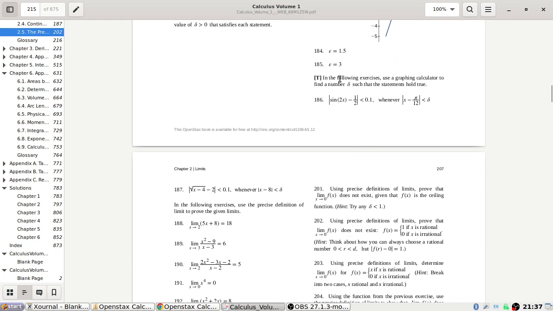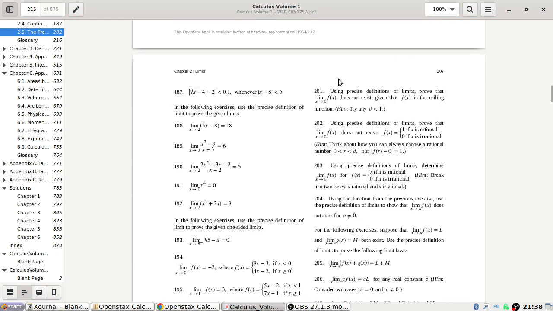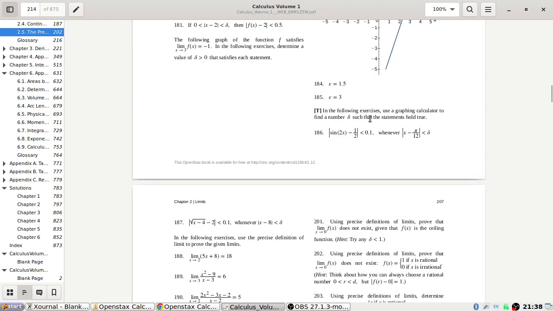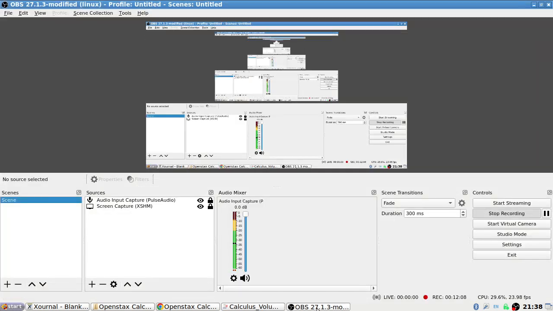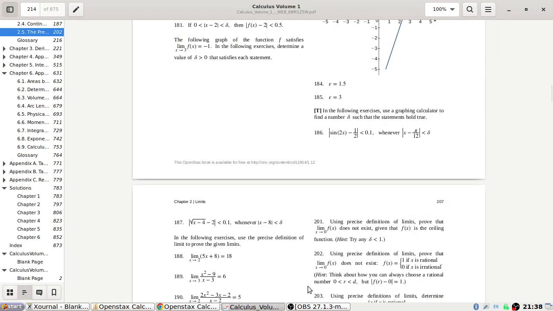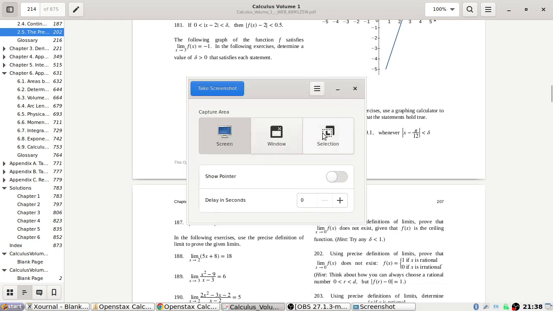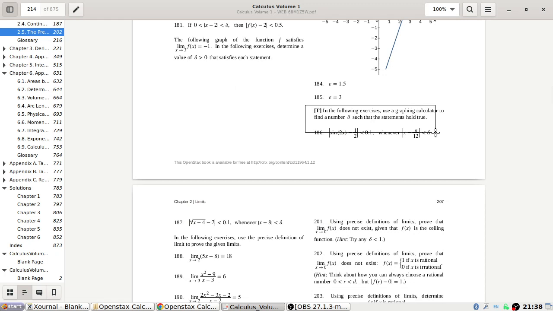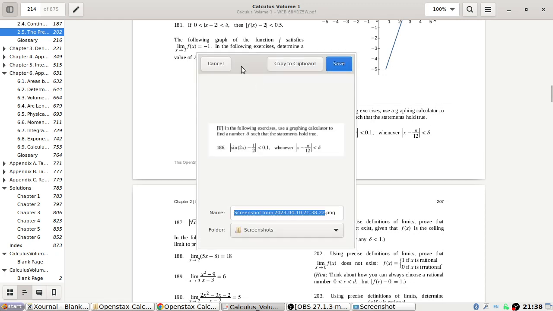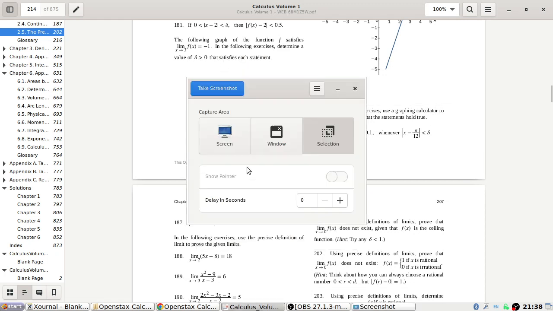Then a calculator question just thrown in. In the following exercise, use a graph and calculator to find a delta such that the statements hold true. So we want to make the graph here. Okay, well, maybe we'll finish on that one. And that gives us a fresh page to start on next time.